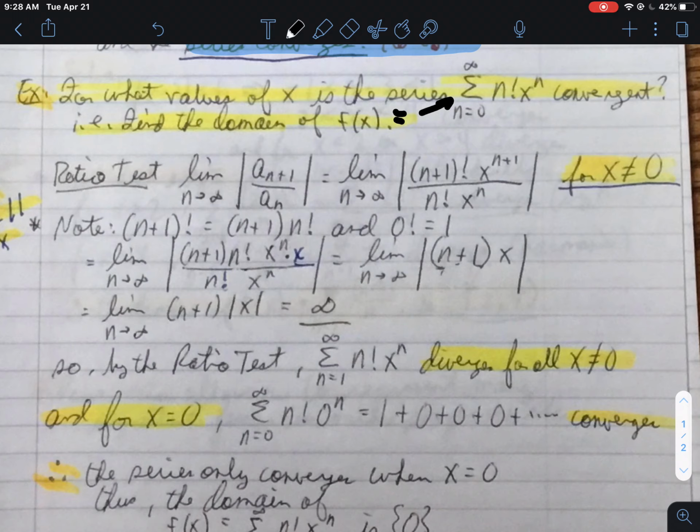Now also reminder, we talked about n plus 1 factorial before. We said n plus 1 factorial is equal to n plus 1 times n factorial.